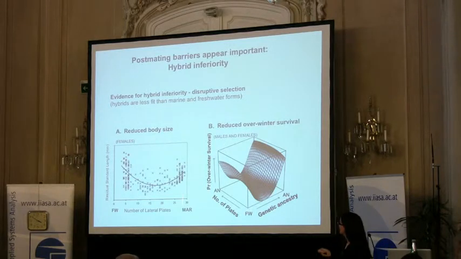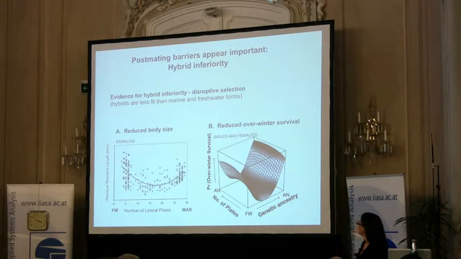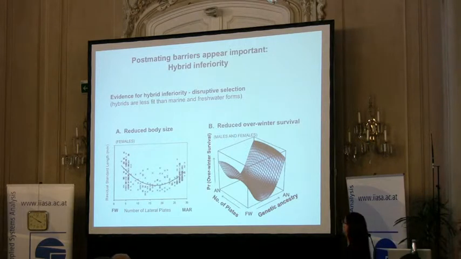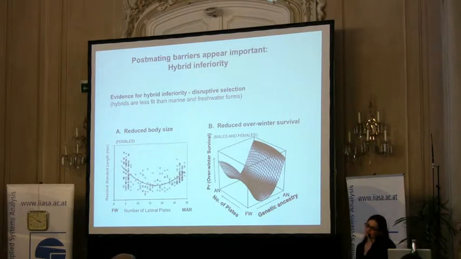On the left here, I'm showing you body size on the y-axis as a proxy for fitness. And on the x-axis, I'm showing you lateral plate morphology, which is a trait that differs between the marine and freshwater forms. And you can see here that individuals of intermediate morphology are definitely smaller in size compared to the pure freshwater forms and the marine forms. And this difference, although the axes fell off, is about 4 to 5 millimeters, and for sticklebacks, that's just a little bit less than 10% in body size.